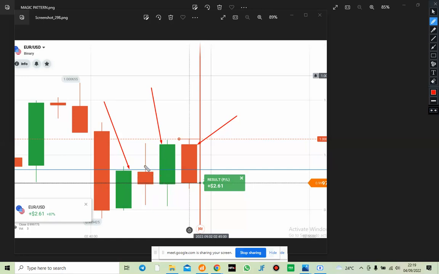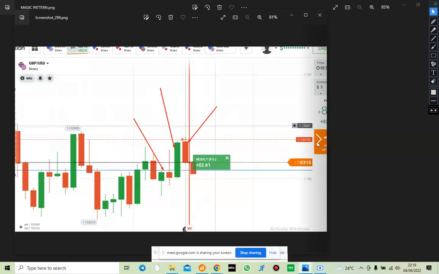Like I said, the reversal candlestick can be an inverted hammer or a doji. But here it's, let's say, a spinning top. Here it looks like a spinning top because it has both upper and lower rejection. So we see that the next candle formed red.